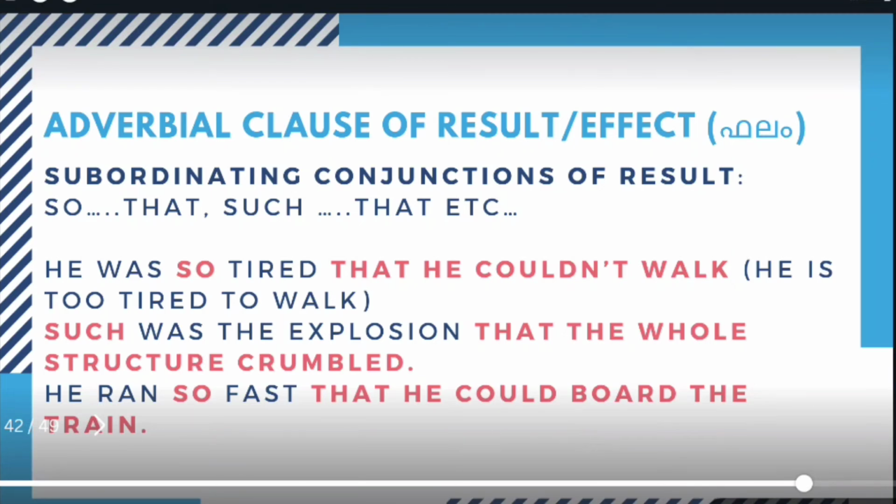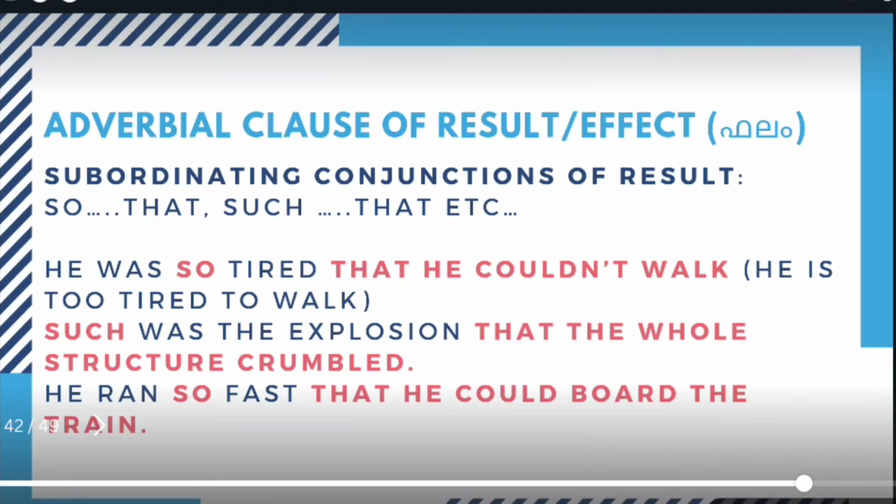Such was the explosion that the whole structure crumpled. So what is the main action? എന്താണ് main action ഇവിടെ നടന്നിരിക്കുന്നത്? There was an explosion. ഒരു പൊട്ടിത്തെറി ഉണ്ടായി. And അതിൻ്റെ ഫലം എന്താണ്? Such that the whole structure crumpled. A whole building അല്ലെങ്കിൽ ആ whole structure ഇടിഞ്ഞു വീണു. There was the explosion, that is the main clause. Such that the whole structure crumpled is the adverbial clause of result.